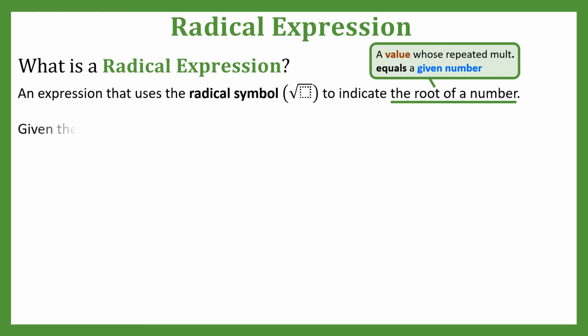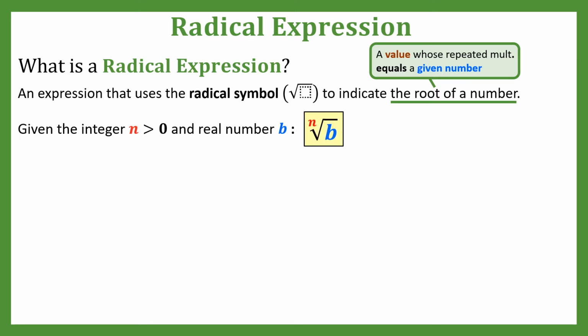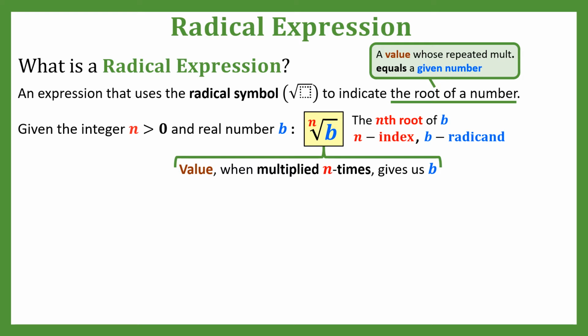And so, if we consider a positive integer n and a real number b, the following expression represents the nth root of b, where n is called the index and b is called the radicand. In general, this expression is used to represent a value that when multiplied n times gives us the number b. Note, in this expression, if n is even, then b needs to be greater than or equal to 0.